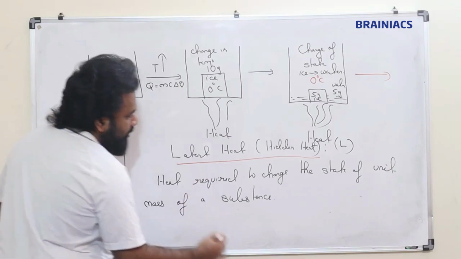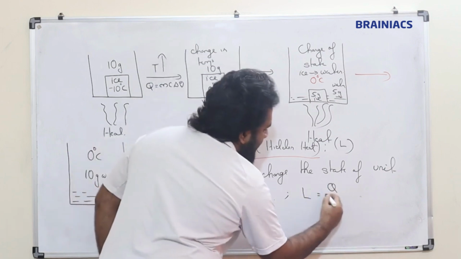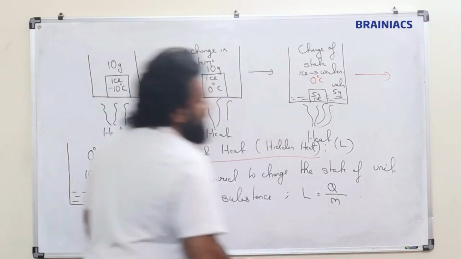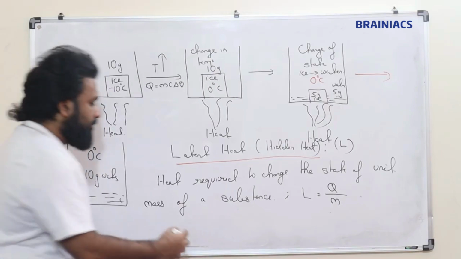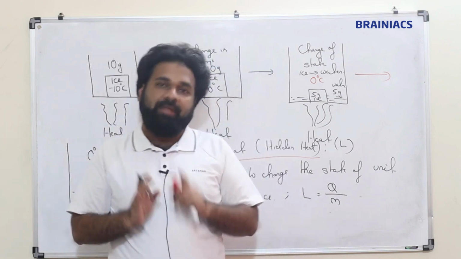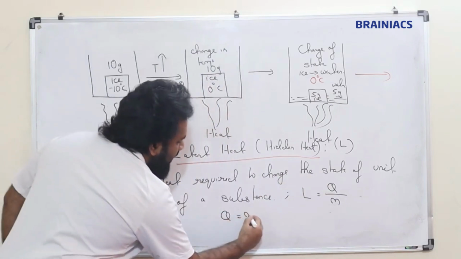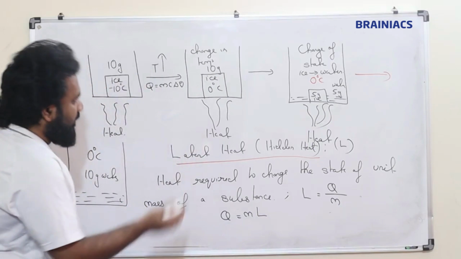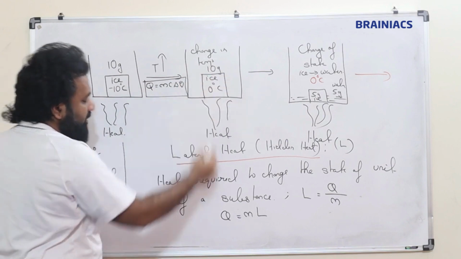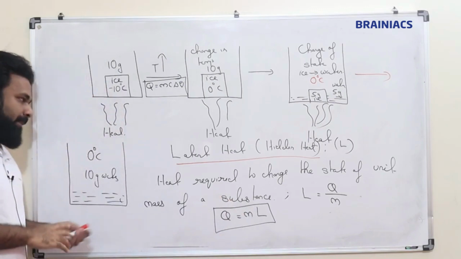Okay, so we can say latent heat L is equal to the heat required to change the state of unit mass. So I can divide this by M. For M mass, for changing M kilogram or M gram into another state, Q is equal to ML. Previously we did Q is equal to mc delta theta for changing the temperature. Now in order to change the state, Q is equal to ml. Clear? Note it down.